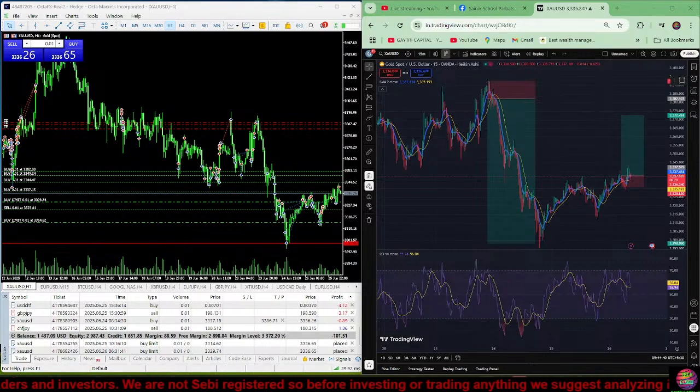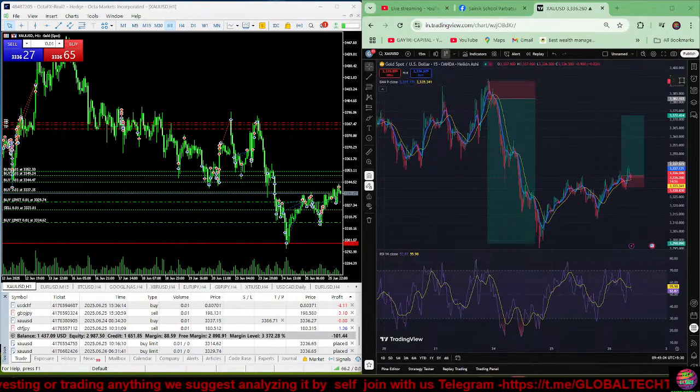Pips are just a different way to measure the size of the market, and they're mainly going to be used for the next topic I'm going to talk about, which is stop loss and take profit. For example, in this trade that I took about a week ago, I'm going to show you how I measured the pips for my stop loss and for my take profit.